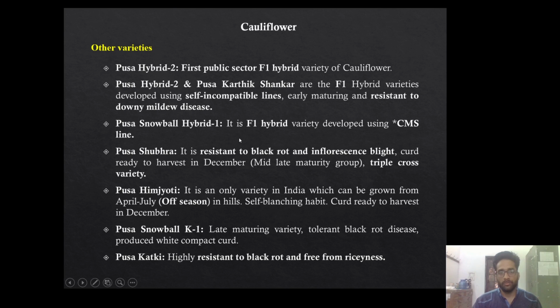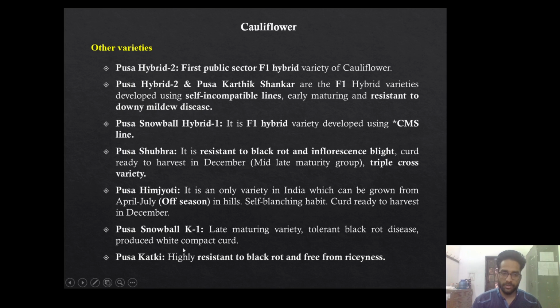Pusa Snowball Hybrid 1 is an F1 hybrid variety of cauliflower developed by using a self cytoplasmic male sterile line. Please remember these three varieties, these three hybrids are very important. Pusa Shubhra is resistant to black rot and inflorescence blight disease. Pusa Hemjyoti is an off-season variety of cauliflower. Please remember Pusa Hemjyoti. Pusa Snowball K-1 is a late maturing variety.